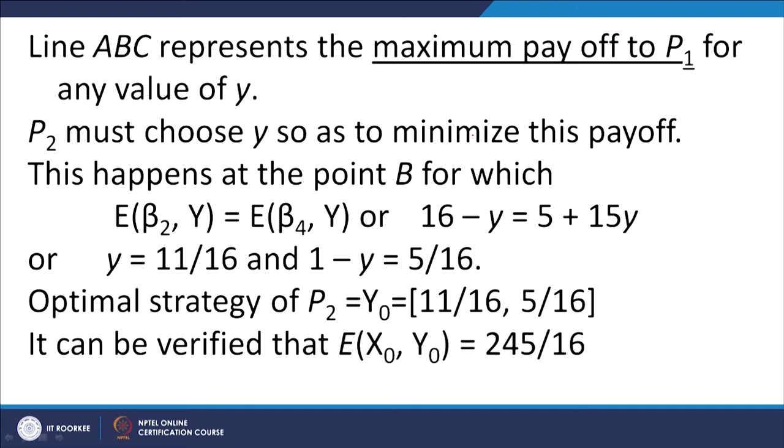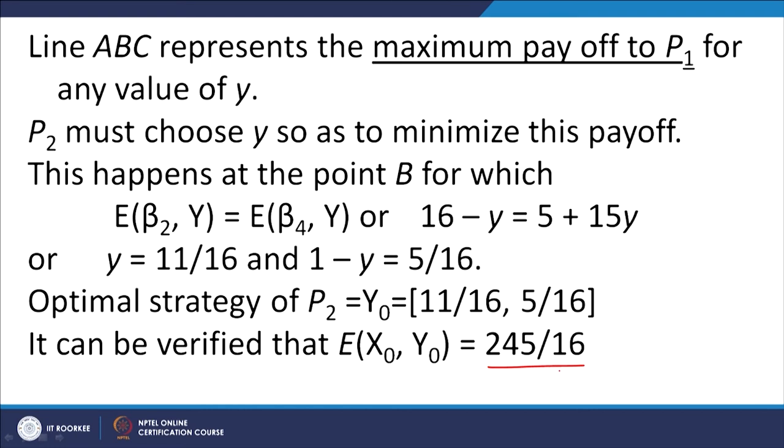In other words, 16 minus y is equal to 5 plus 15y, and when you solve this, you get y is equal to 11 by 16 and 1 minus y is equal to 5 by 16. Therefore, we conclude that the optimum strategy of the player P2, which is given by y0, is equal to 11 by 16 and 5 by 16. It can also be verified that the value of the game is 245 by 16.